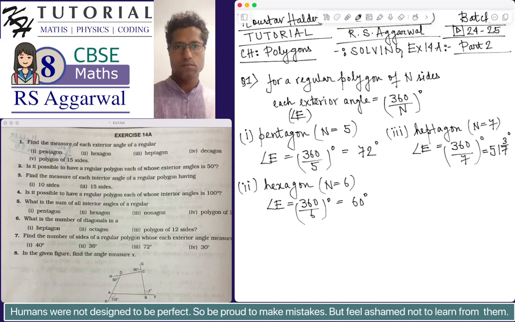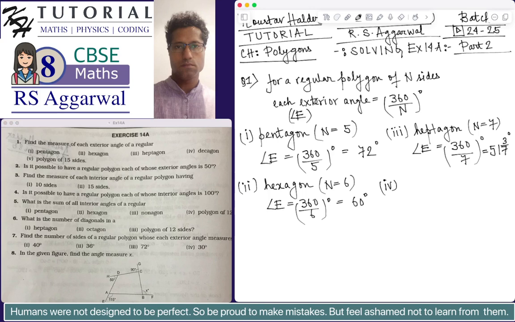Next is the decagon. A decagon, we know, is a polygon having 10 sides, n is equal to 10. So for a regular decagon, the measure of each exterior angle will be equal to 360 divided by 10 degrees, which is equal to 36 degrees.